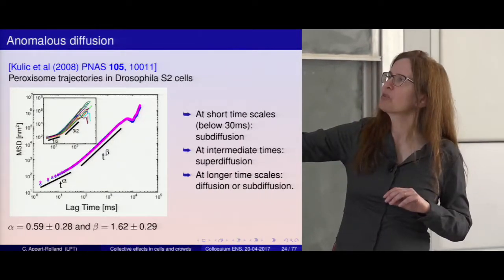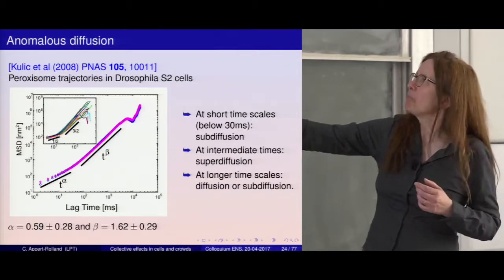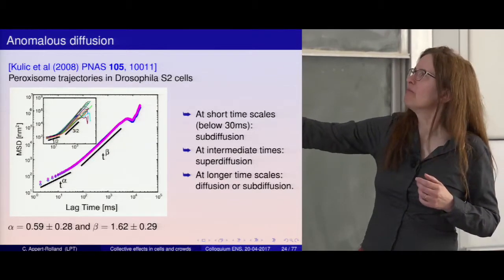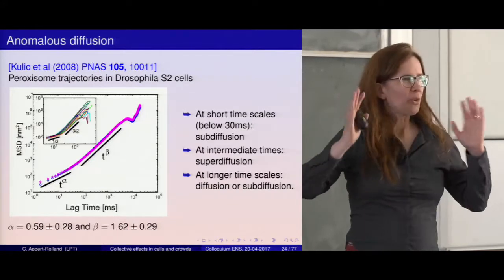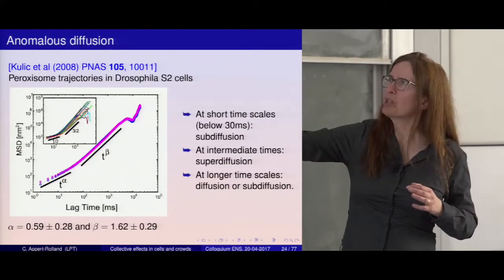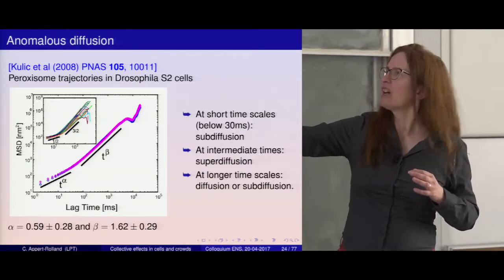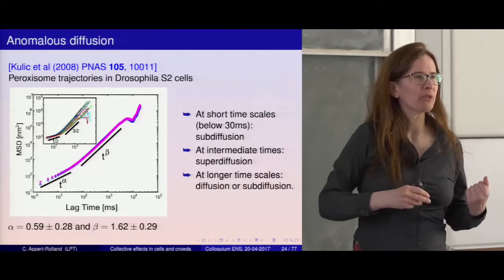In the other experiments, we didn't reach these scales. We couldn't see it. But for very large time, it depends on what is around. You have diffusion or subdiffusion. Between seconds and milliseconds, you have superdiffusion. And now, if you go below milliseconds, you have subdiffusion.